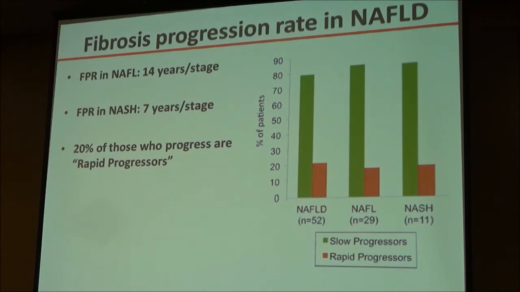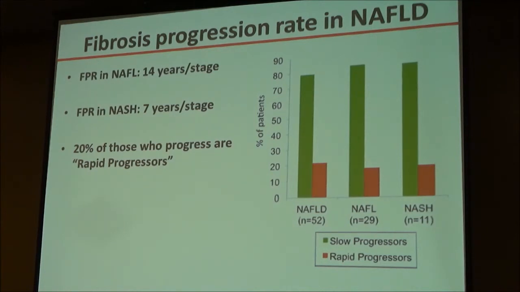So you're looking at stages. Remember, we talked about fibrosis as being zero, no scarring, stage one, two, three, and four, four being cirrhosis. You can look at the progression of stages, roughly about 14 years per stage. However, if you have NASH, which is that fatty liver that causes injury and inflammation, the stage of progression is much faster, and it's 7 years per stage.